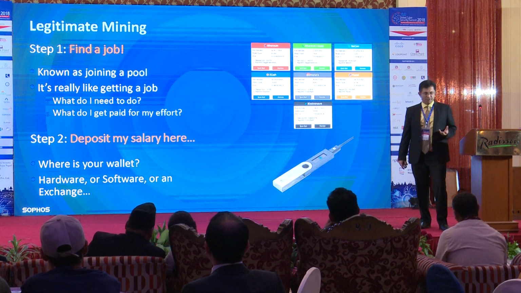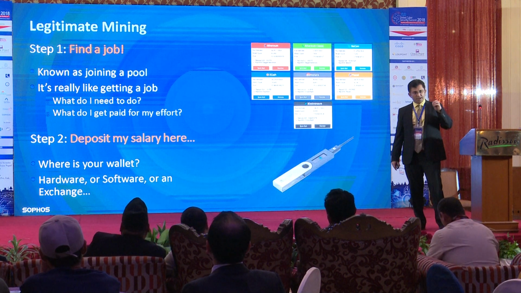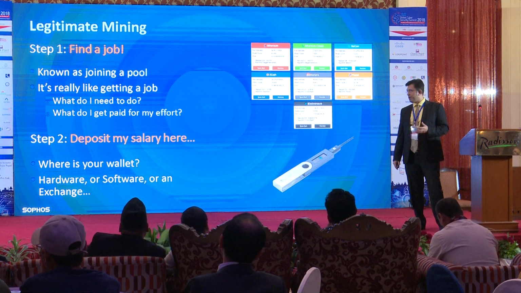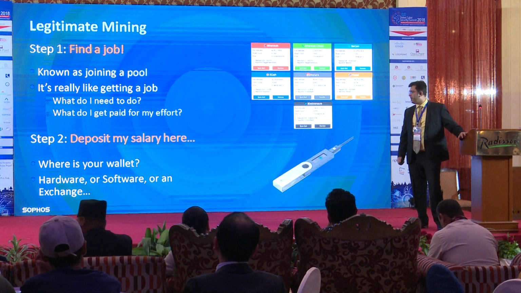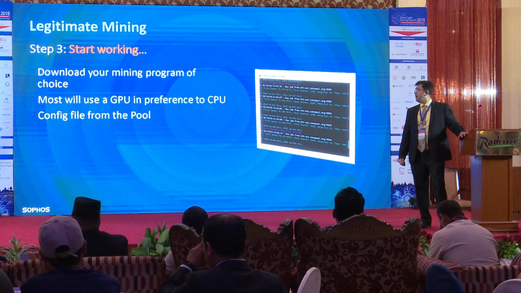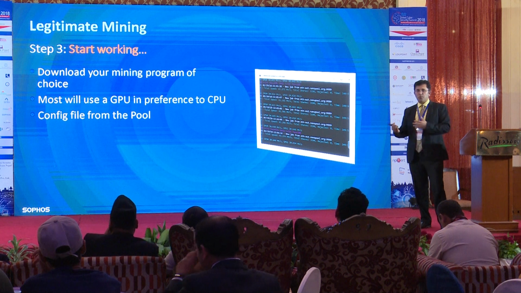But then, as you have to find a job for yourself, you need a wallet where your cut, your commission, can be deposited. So that is another essential. It could be hardware, it could be software as well. And then apart from that, you need to start working on it.